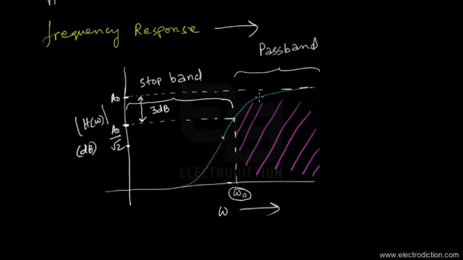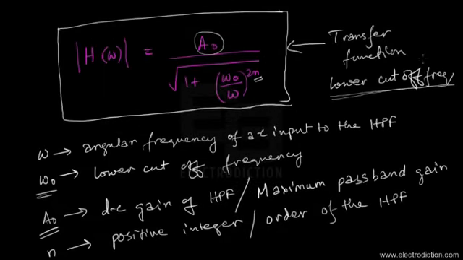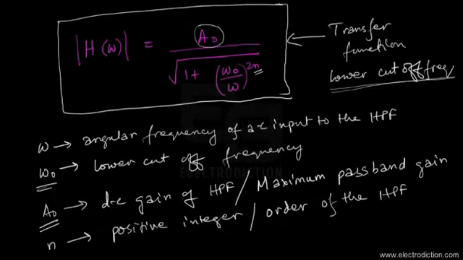Now, if you are intrigued as to how we can relate this frequency response to the transfer function over here, then I might just help you out. Let's take for example that the input AC to the high pass filter has a frequency equal to 0, that is omega is equal to 0. Then of course you can see that the entire denominator over here would become infinite. As a result, the transfer function would have a value equal to 0.